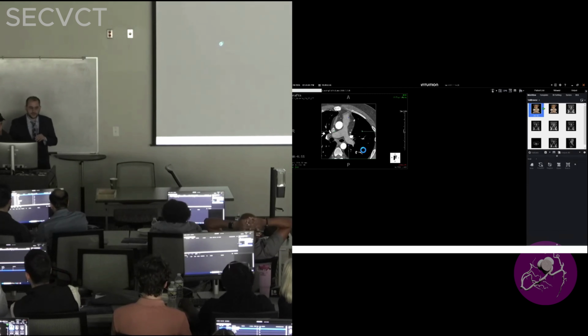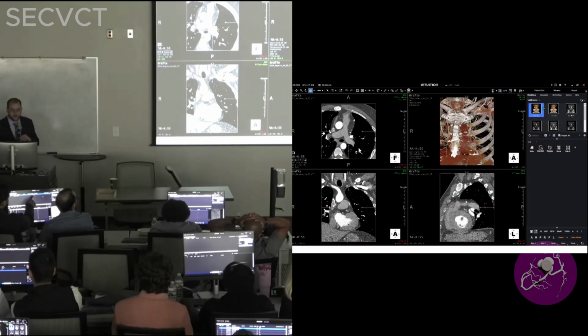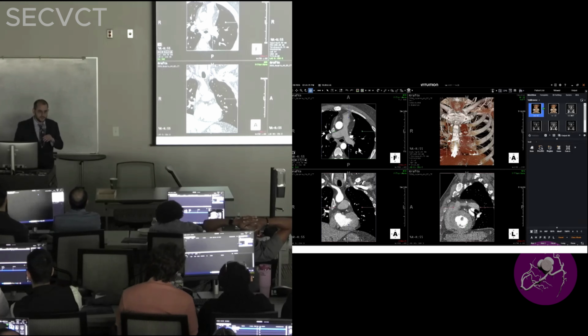Okay, so we know what the grafts are. Sometimes we don't get this information, unfortunately, but here we know that this patient has had 3 grafts, a Lima and 2 venous grafts.